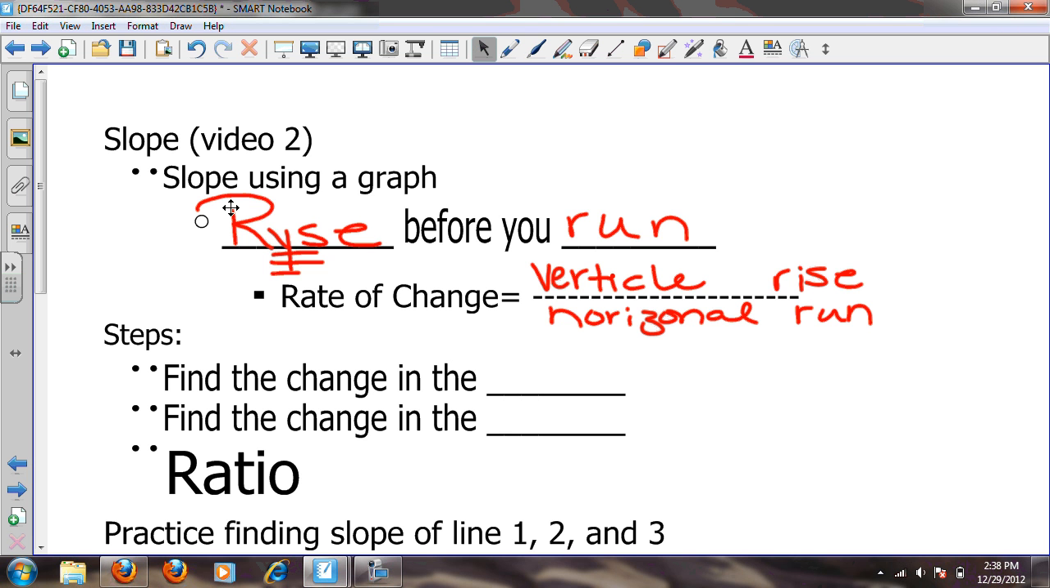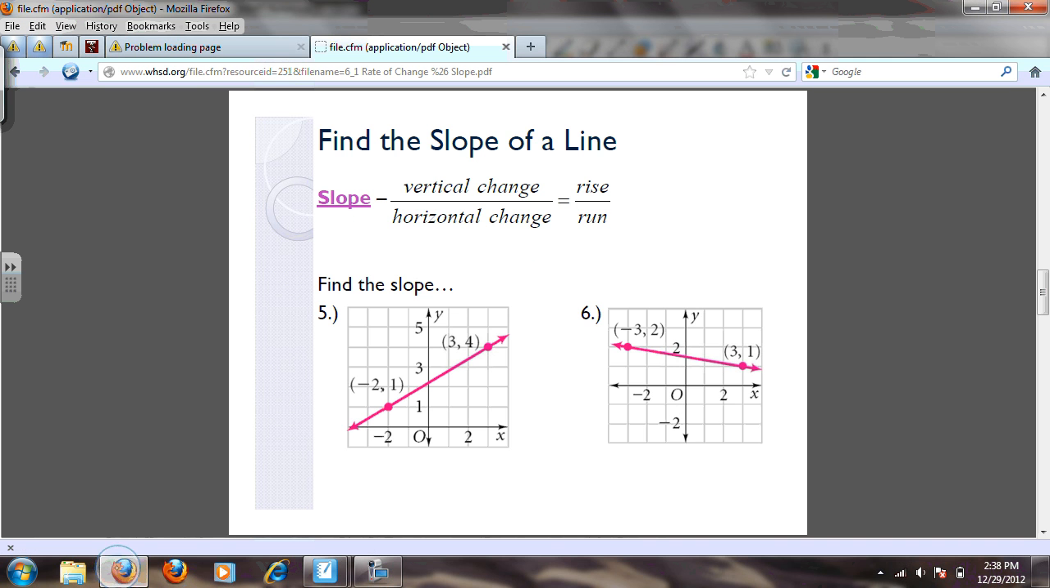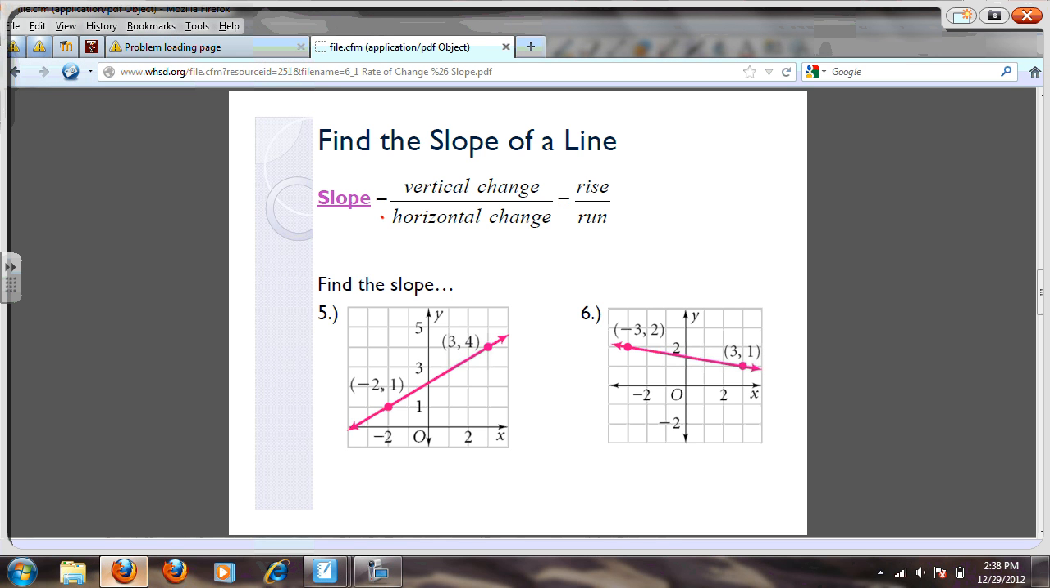Okay? We're going to talk about how we find the slope or rate of change. You know now that the rate of change is the slope. Let's talk about this. The vertical change, we just said, over the horizontal change, or the rise over the run. Okay? So here we go. The slope, the rise over the run. Here are my 2 points. There's one here, and there's one here. Let's count how much we need to rise.